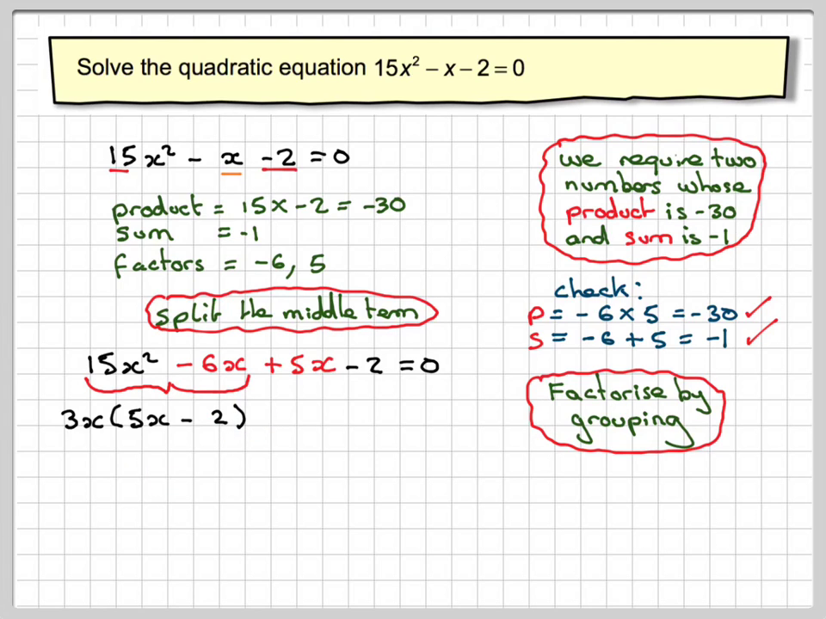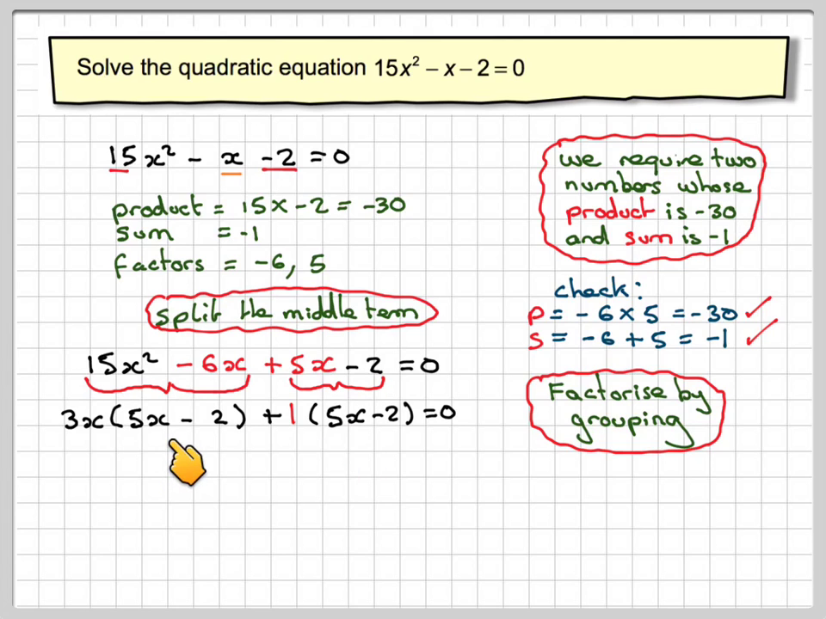Then you look at the next two, take down the plus sign or whatever sign's there, and look at the next two terms, which is 5x minus 2. There is no common factor there, so we'll just put that in with brackets. But then it's a good idea to put in a 1 in front of that, so it's 1 times that.